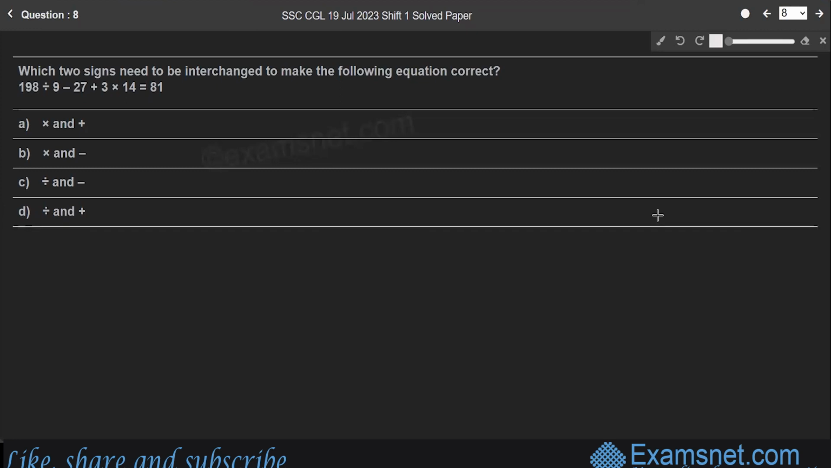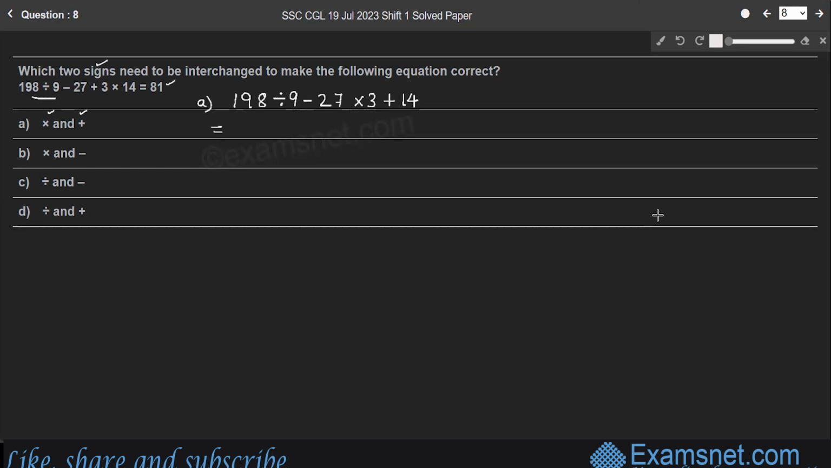Question number 8. Which two signs need to be interchanged to make the following equation correct? According to option A, interchange the into and plus signs to make the given equation correct, right? So let us interchange these two signs and check whether the equation will be correct or not. So 198 divided by 9 minus 27 plus 3 becomes into 3, into 14 becomes plus 14, right? So we need to check whether this part is equal to 81 or not, which is the right hand side.